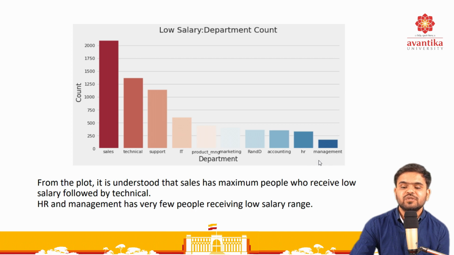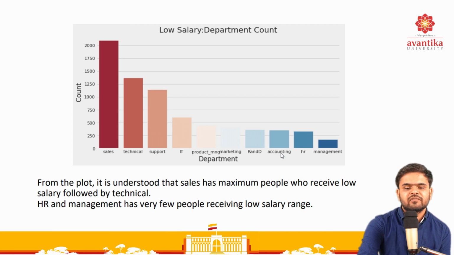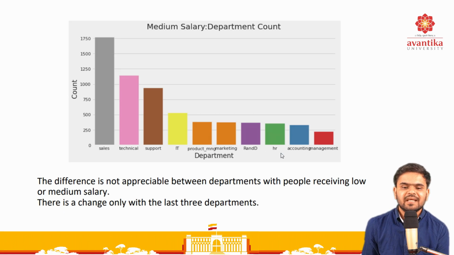So HR and management are those who might have been getting decent salary packages. Then there are product marketing, R&D, accounting, HR, IT support. Those are all the verticals or departments that we can understand, and we can circle back on this topic. So from the lower salary range, next comes the medium salary.